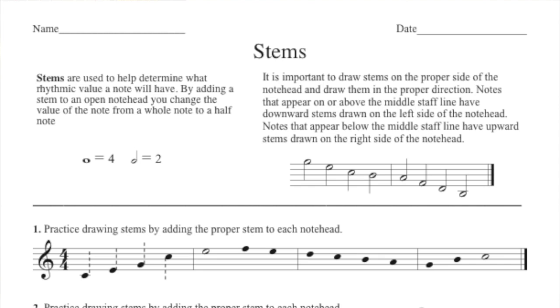It is also important to draw the stems on the proper side of the note head and in the proper direction. Notes that appear on or above the middle staff line have downward stems drawn on the left side of the note head. Let's repeat that one more time. Find that middle line, so line 3, counting from the bottom, 1, 2, 3, that middle line. Notes that appear on or above that middle line have downward facing stems, and they're also on the left-hand side of that note head. Then, if we go below that middle line, notes that appear below that middle line have a stem that's going in the upward direction, and that stem is written on the right-hand side of the note head.